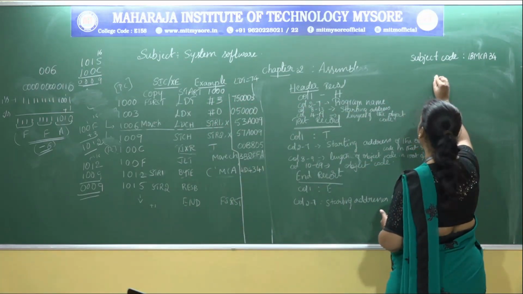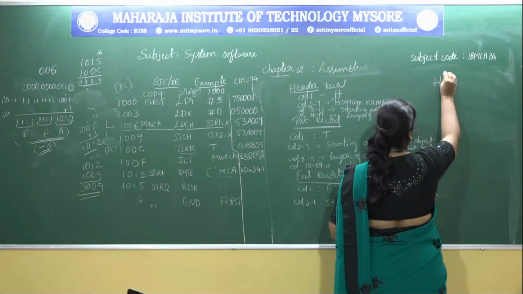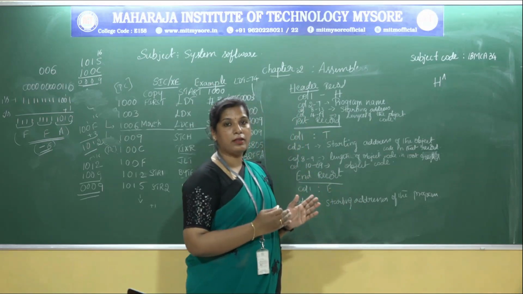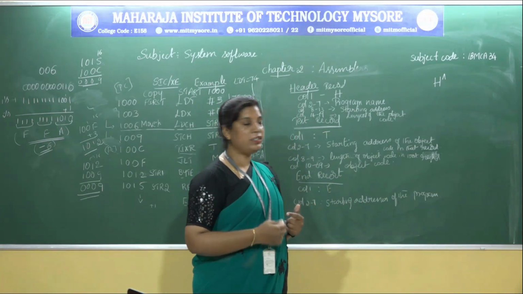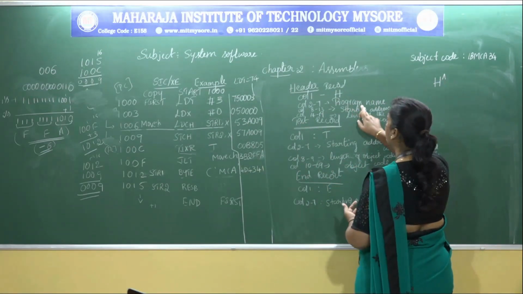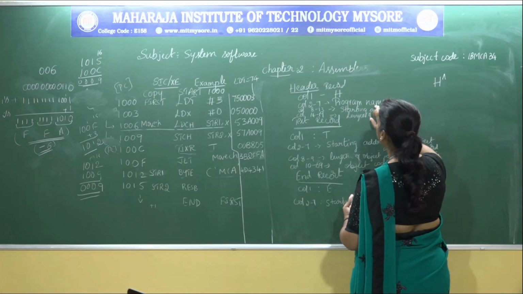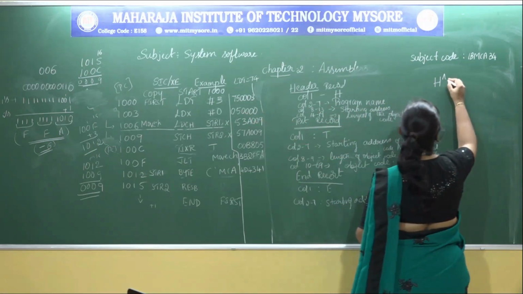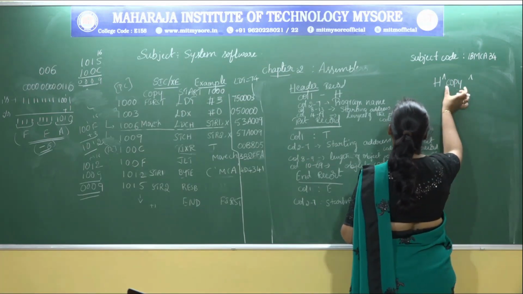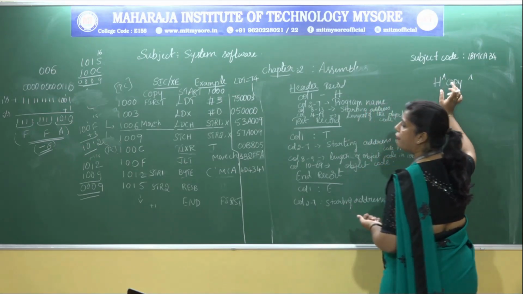The program should have a header record. The header record is represented by H, followed by a separator. I am using a separator just for our convenience, though it is not actually used. Columns 2 to 7, that is 6 characters, hold the program name. Let's give the program name as COPY, so just write it down: COPY.